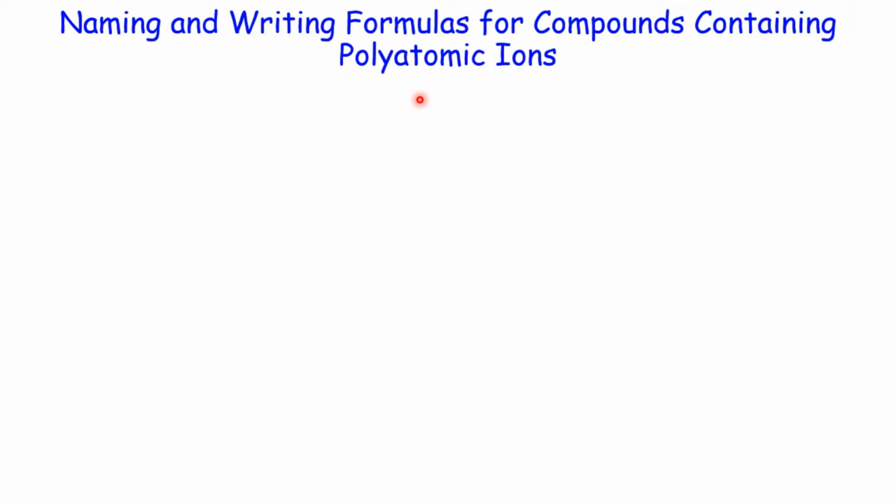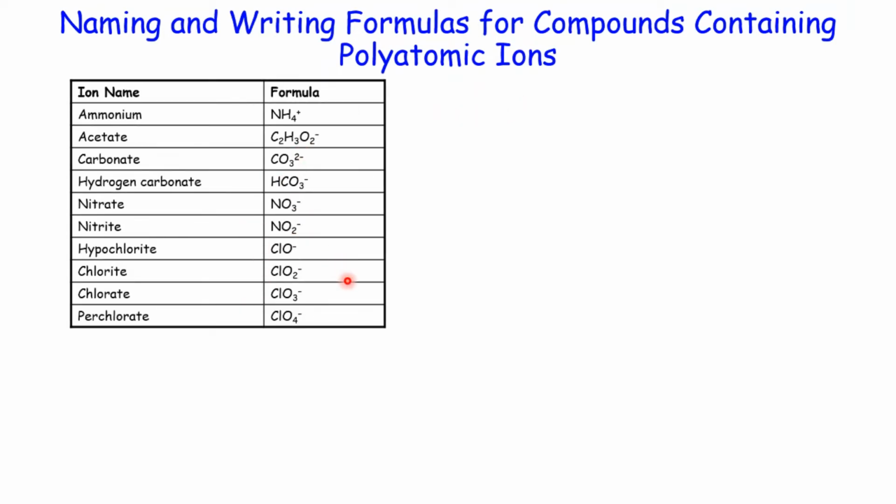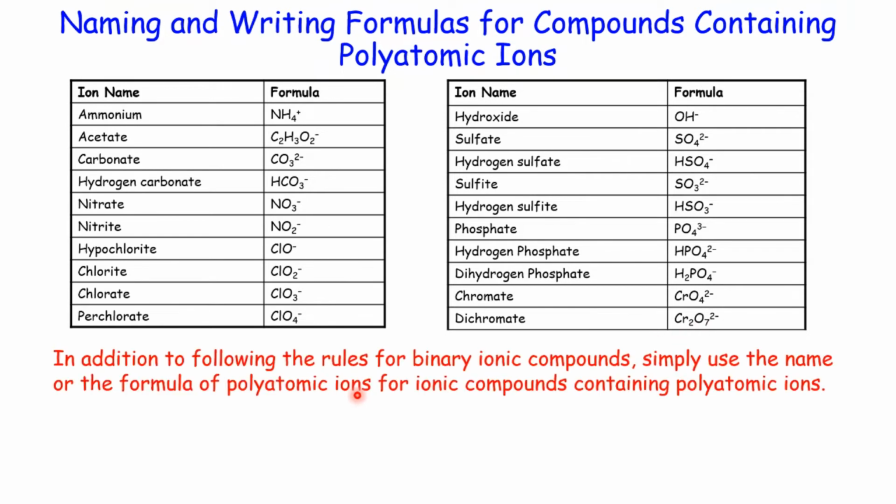Okay, now let's work on the compounds containing polyatomic ions. So remember we learned those polyatomic ions in the previous lecture. When you work on the name or formula for compounds containing polyatomic ions, you follow the same rule as for the binary ionic compounds. Just in addition to that, we will use the name or the formula of the polyatomic ions. That's it. It's just for the anion, you have to use those polyatomic ions. Okay, let's do some practice here.